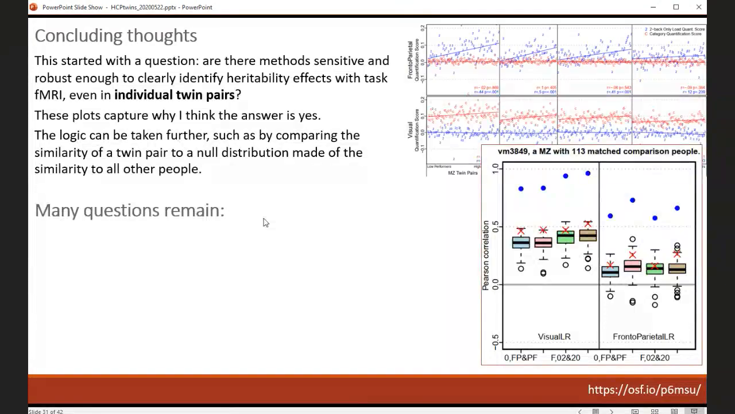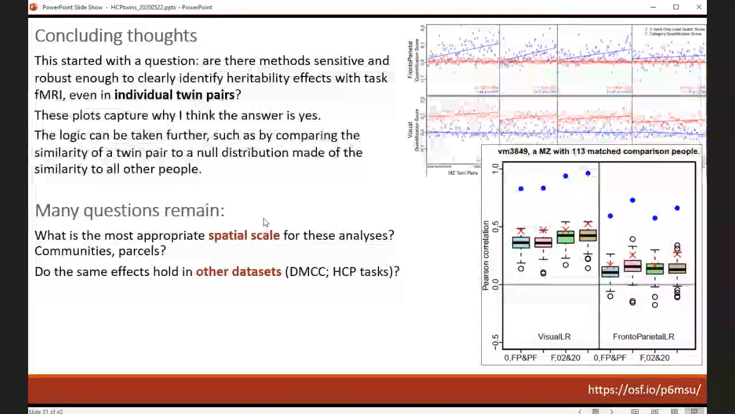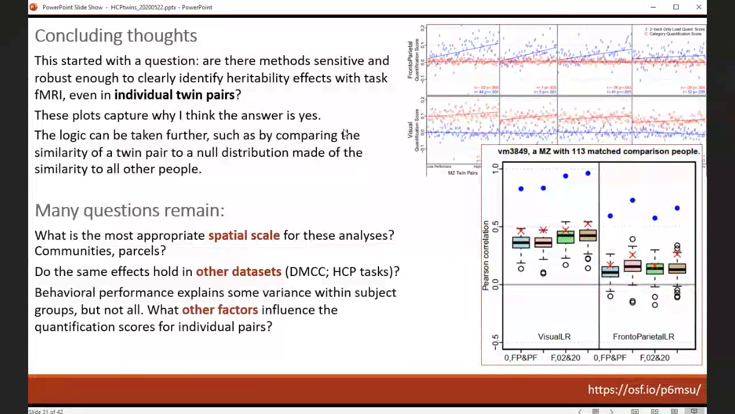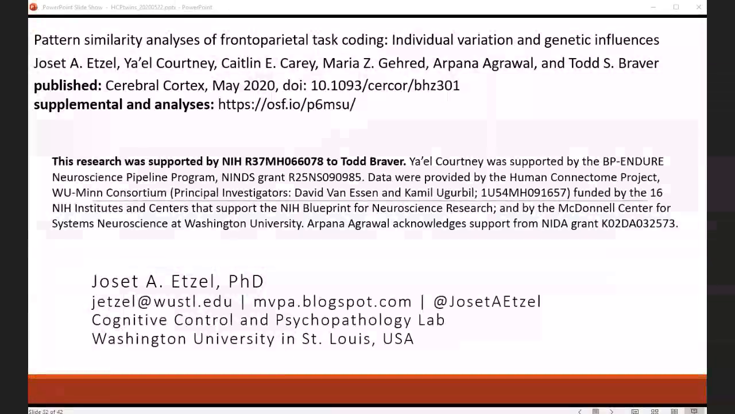And there are a lot of obvious questions remaining, such as what's the appropriate spatial scale to do these. I was doing these with vertices and communities. You can go down quite a bit. And we're actively running these in different data sets, hoping to see whether we can say something about these twins versus these twins across data sets, or across tasks. And obviously there's still variance left even after sorting people by behavioral performance. So is there something else that may capture some of this variation in the quantification scores? So that is it. And I don't know quite how this works, if Gail's going to pop up again or what.